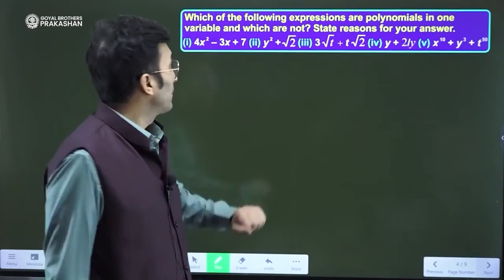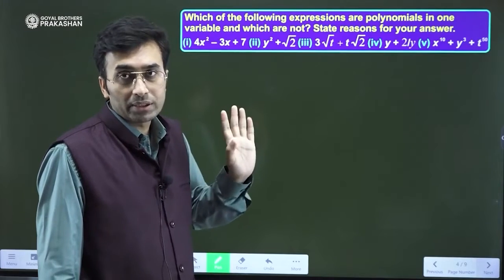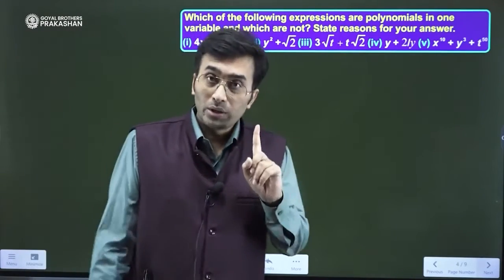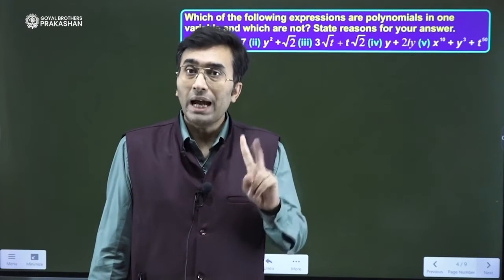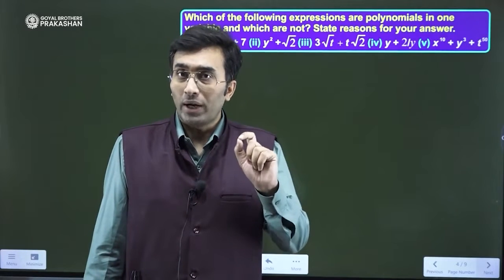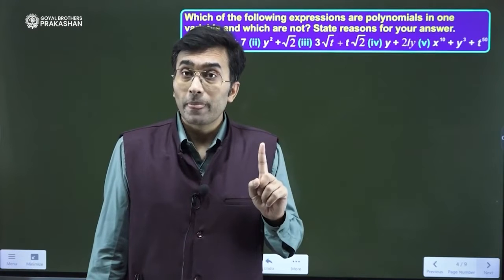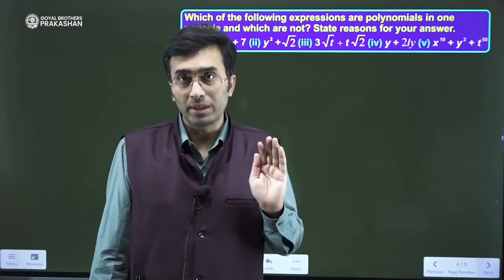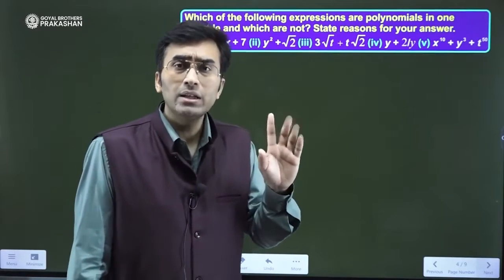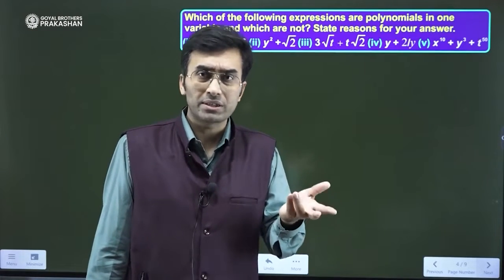Now we'll see this question. Which of the following expressions are polynomials in one variable? Polynomial in one variable. Two things we have to check here. I have told you that for polynomials, what we have to see is the power of the variable. It should be a whole number. And then it should be one variable, either x or y or z, anything.